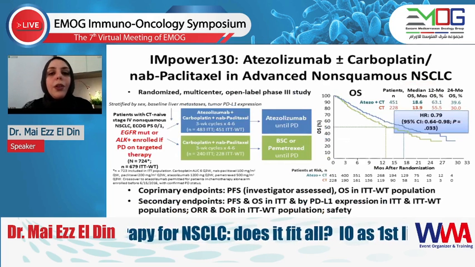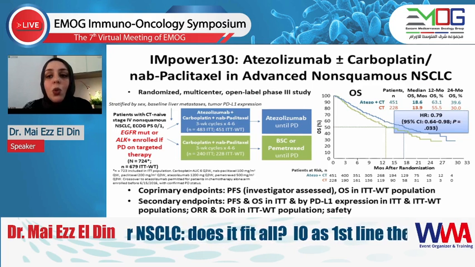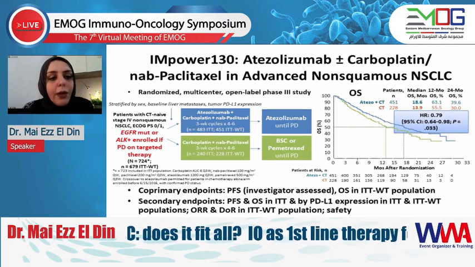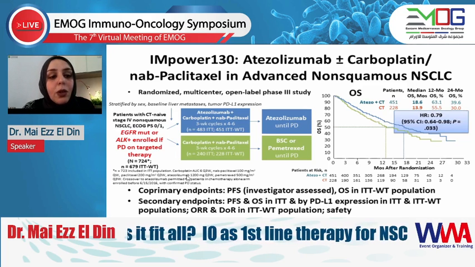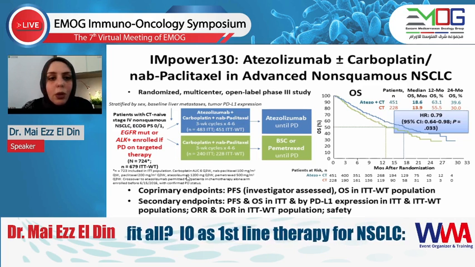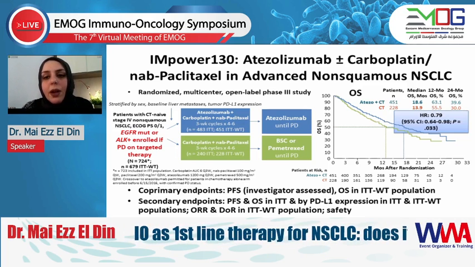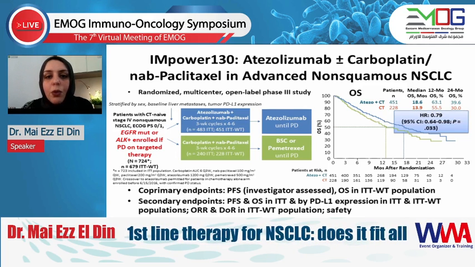Now to IMpower130: atezolizumab with carboplatin and nab-paclitaxel in non-squamous non-small cell lung cancer. The interesting thing about these trials is that EGFR-mutated patients were allowed if they had progressed on their targeted therapy or were intolerant to it. A positive hazard ratio of 0.79 was seen, and an improvement of almost 5 months in median overall survival.